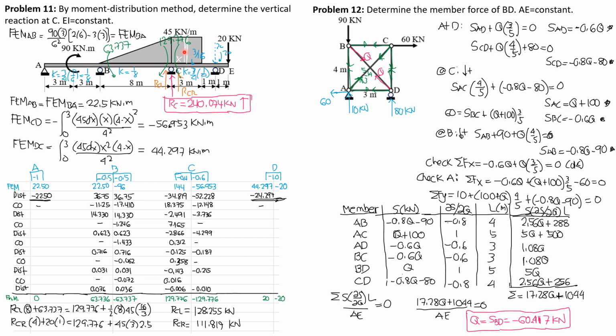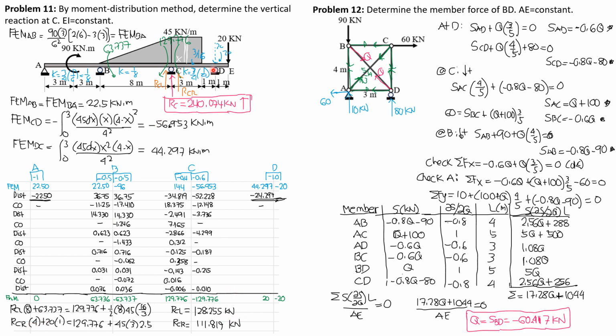We then apply these moments counterclockwise at B, C, then clockwise at CB, counterclockwise at C to D, or moment at C. Since it is the reaction at C that is needed, considering BC, I'll call this RC left. Summation of moment at B equals 0: RC left times 8 plus 63.737 equals 129.776 plus the moment of the triangular load, 1/2 of 8 times 45, at 2/3 of 8 is 16 over 3. Computing, RC left is 128.255 kilonewtons upward.